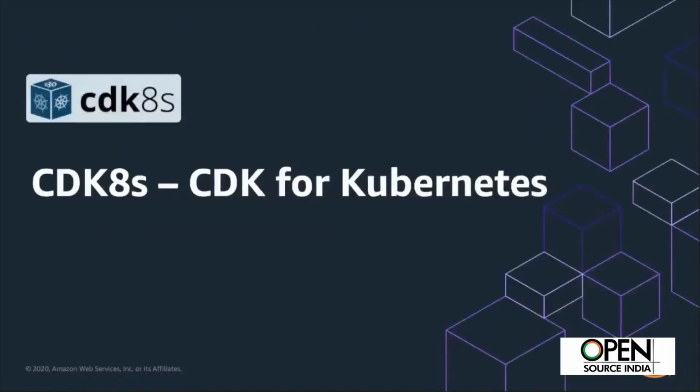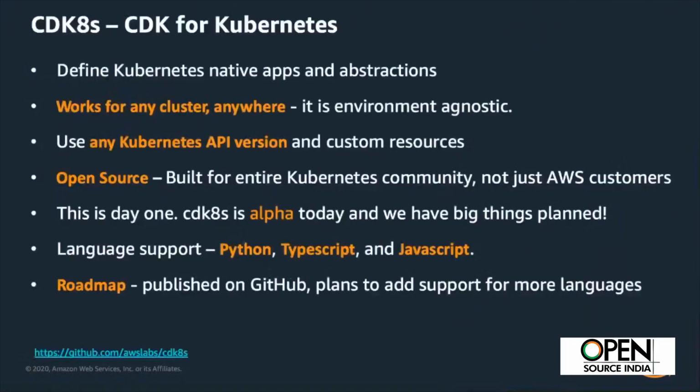I have 10 more minutes, so let me quickly wrap through CDK8S or CDK for Kubernetes. Unlike CDK, which is for the AWS community, CDK8S is for the entire Kubernetes community, right? It is not just dependent on whether you're creating it on AWS or not. Wherever you host your Kubernetes environment, you can use CDK8S. You can support any Kubernetes API versions. You can create different custom resources. While it is alpha today, there are a lot of things planned. You can check out the roadmap on GitHub. It's available for you to view, to contribute, to do +1, whatever you're interested in.